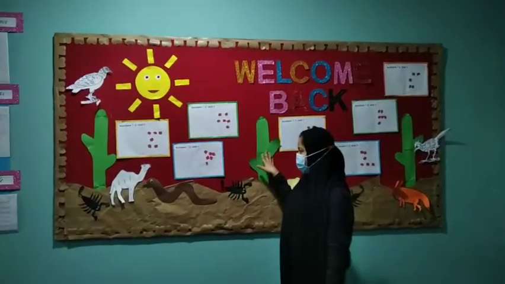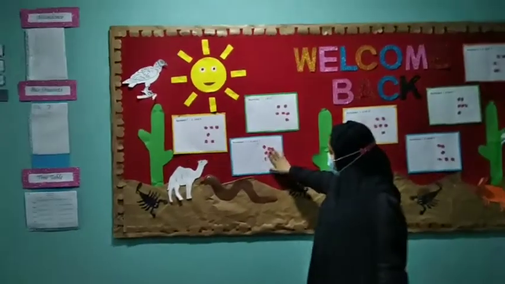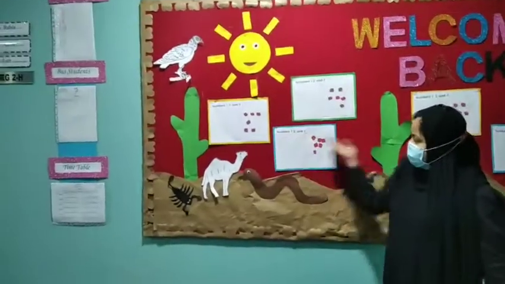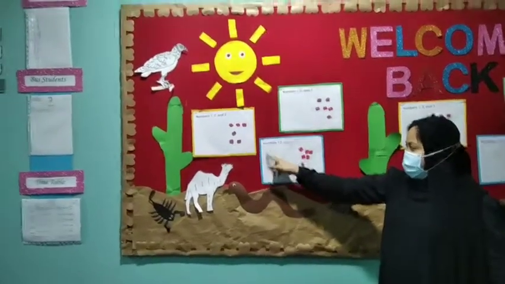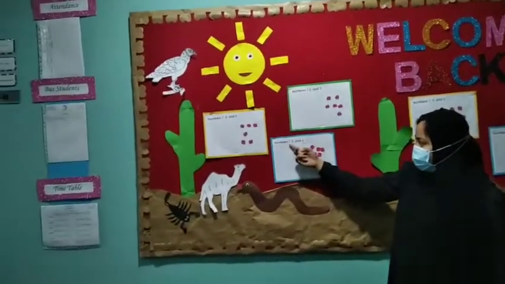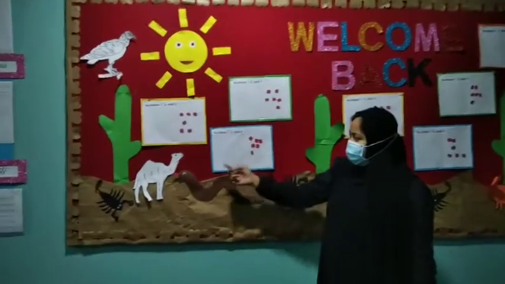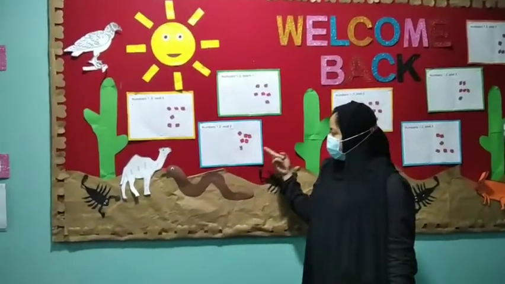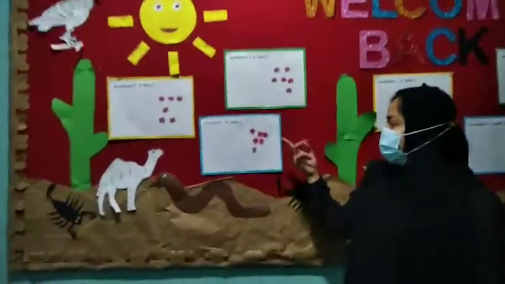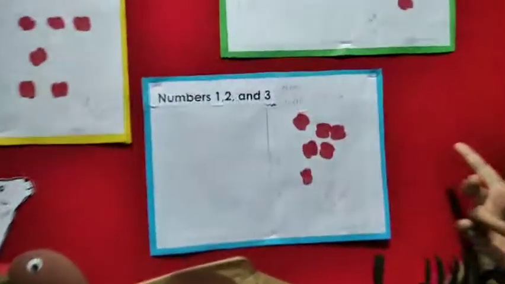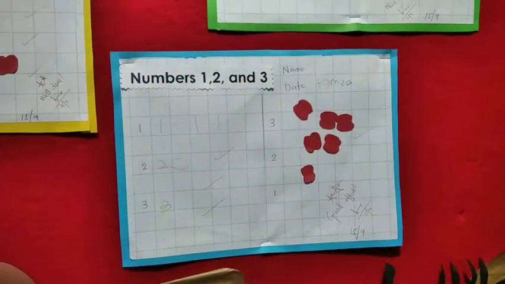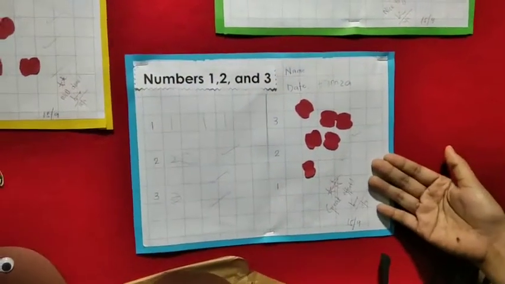scorpion, of course, cactus. So they are picking also this maths activity. So the number 1, 2, and 3, and they are writing the numbers, and they are modeling the number.